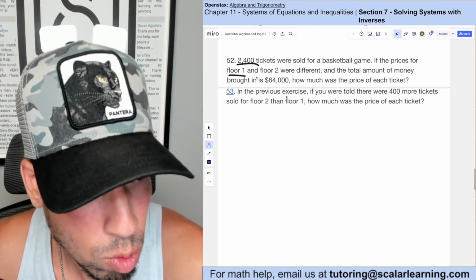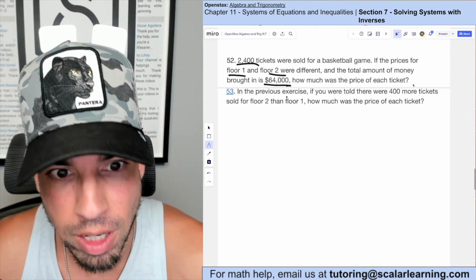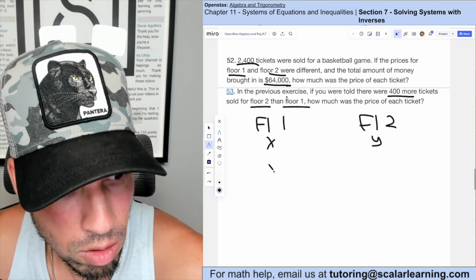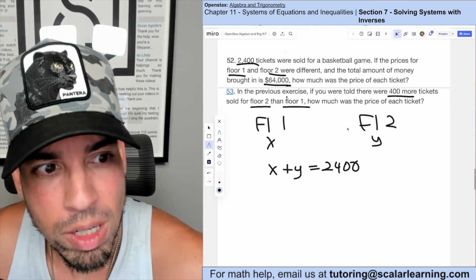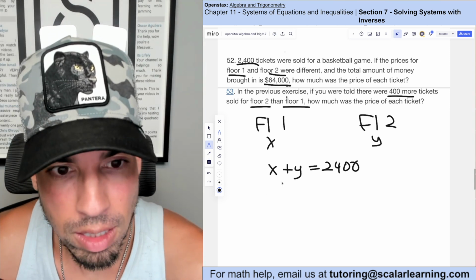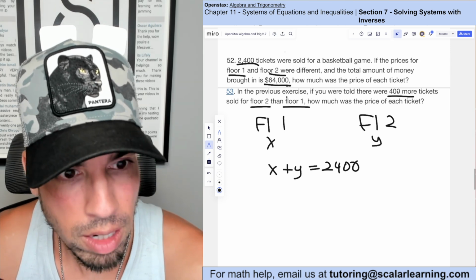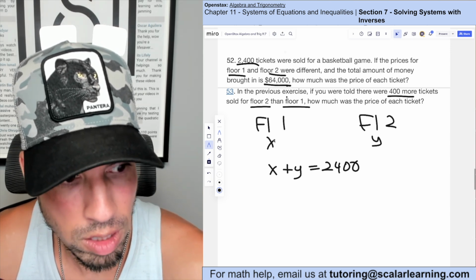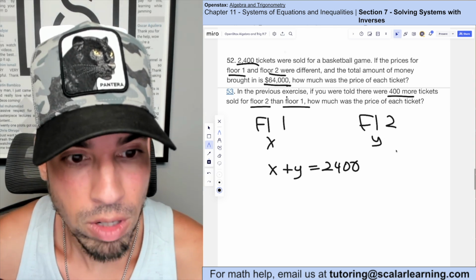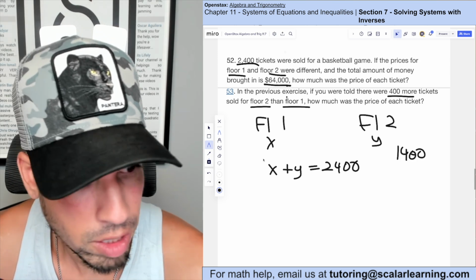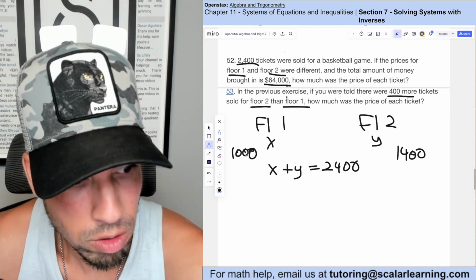And if the prices for floor 1 and floor 2 were different, and the total amount of money is this, how much is the price of each ticket? So in this one, we can start by saying that X plus Y is equal to 2,400, right? But we don't really need any sort of systems. I could say, for example, we know that there's 400 more here than here, so I already know that the amount is 1,400 tickets sold here and 1,000 tickets sold here. It's the only way it's going to work if we have 400 more here than here.